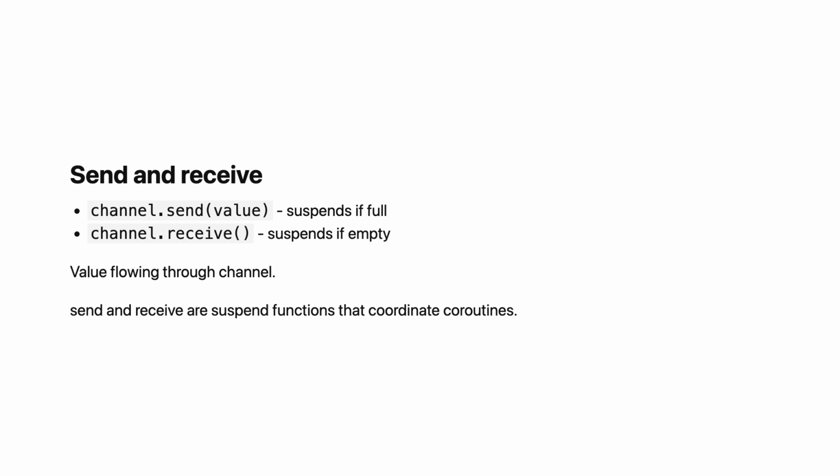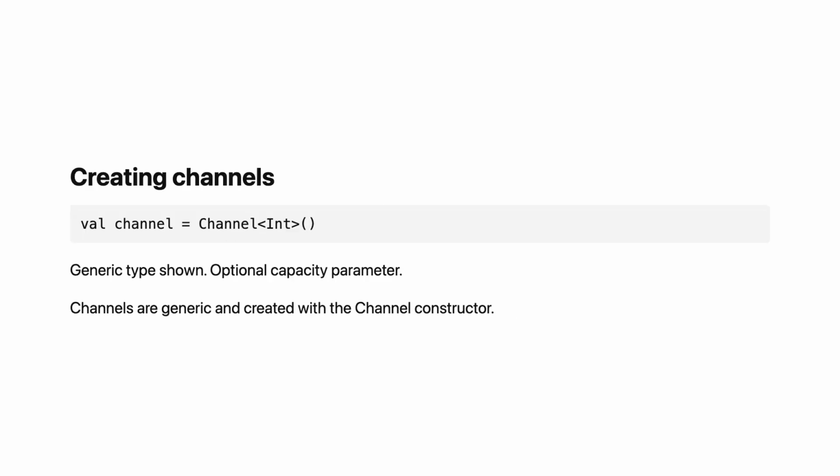Create a channel with the Channel constructor. val channel = Channel<Int>(). This creates a channel that passes integers. Channels are generic. Channel<String> passes strings. Channel<User> passes users. The constructor takes an optional capacity parameter. This determines how many values the channel can hold.